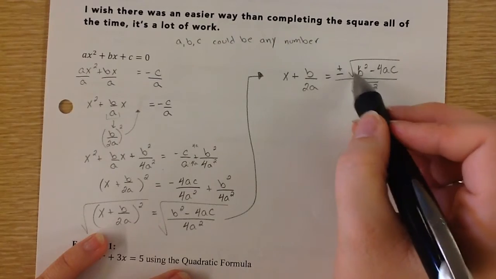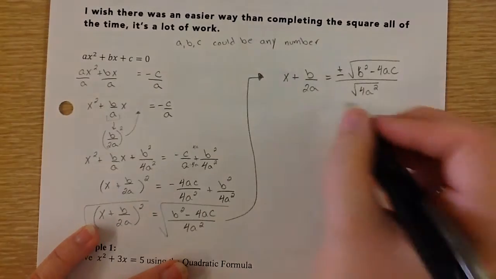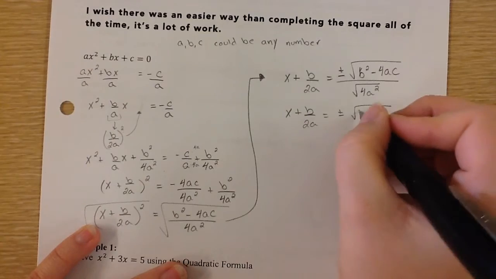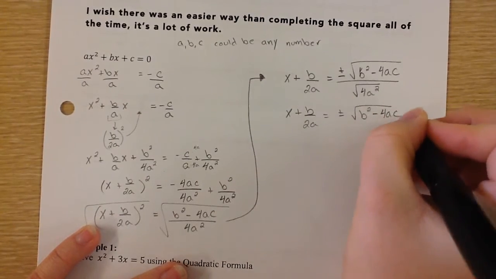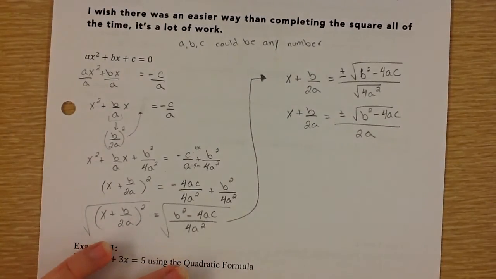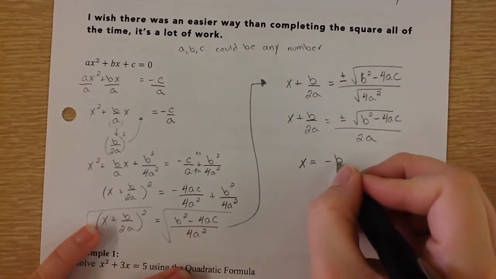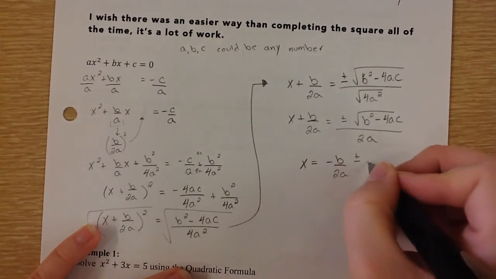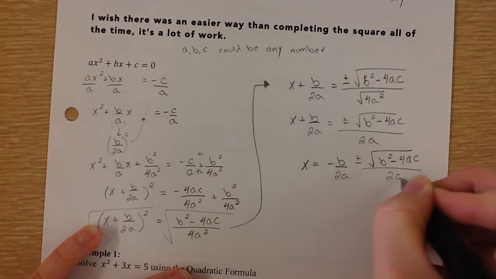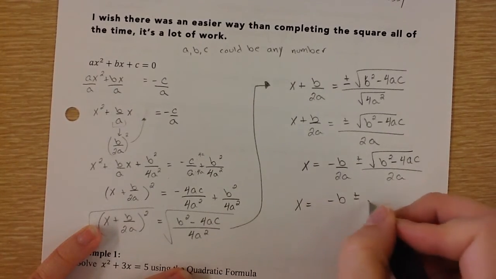Well, I can't really square root anything in here because that's a subtract, but I can square root the 4 and I can square root the a squared. So when I square root the 4, I get 2. When I square root the a squared, I get a. So over 2a. And now let's subtract the b over 2a to the other side. I'm just solving for x. So you have minus b over 2a plus or minus the square root. Well, they have the same denominator, so I can put them together as one fraction.